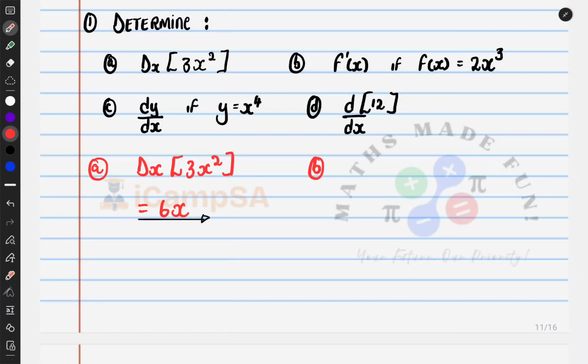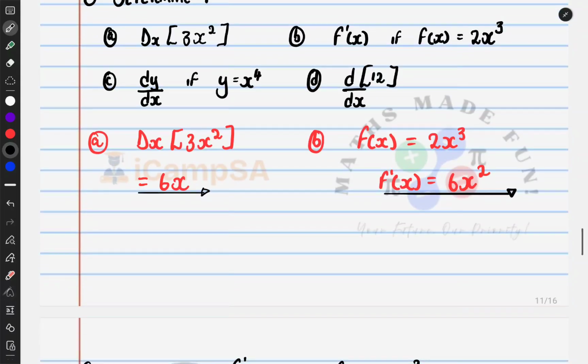And then for B, let's find the derivative of f at x is equal to 2x cubed. So f prime x would be equal to 3 times 2, which is 6, and then 3 minus 1 will be 2. That is our derivative for that function.